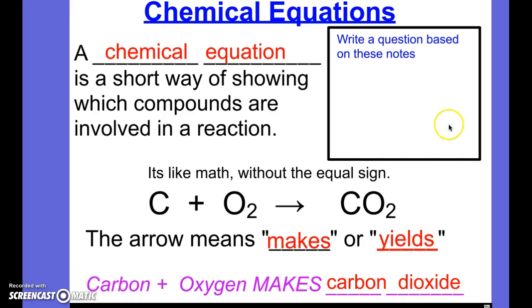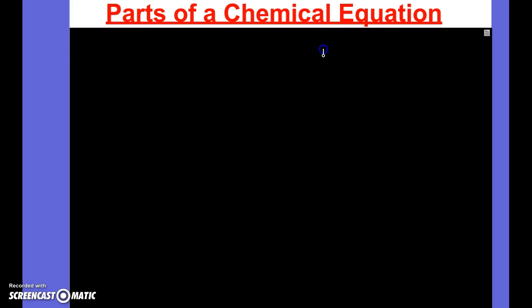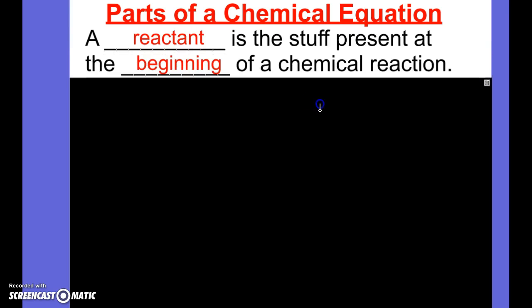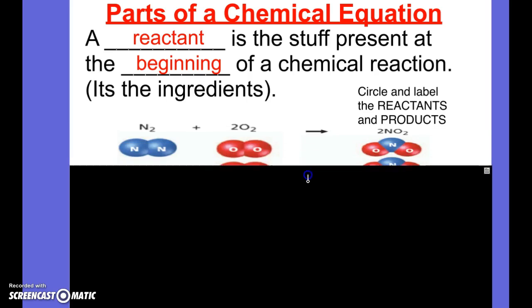Take a quick pause to write a question about these notes and write out this diagram or formula. The parts of a chemical equation. A reactant is the stuff present at the beginning of a chemical reaction. It's kind of like the ingredients, the things that are present at the beginning.